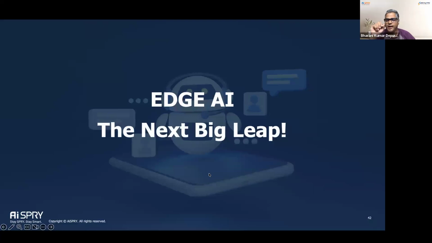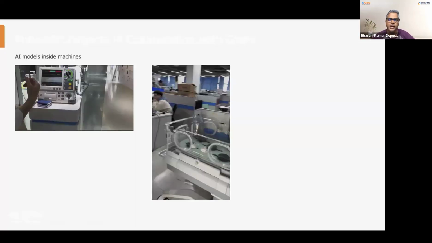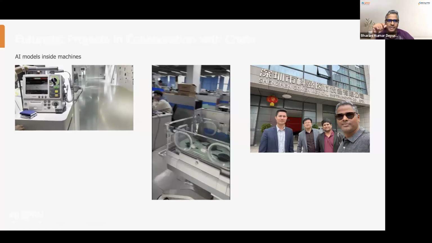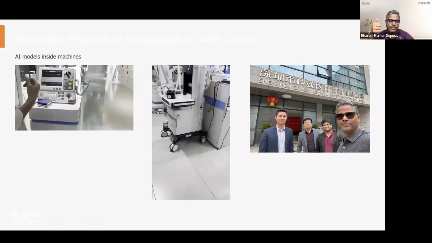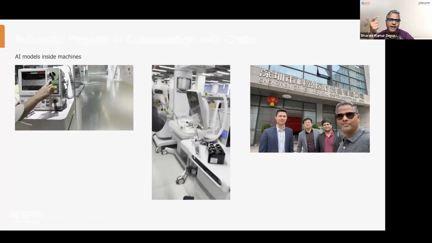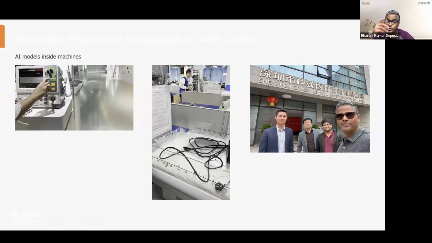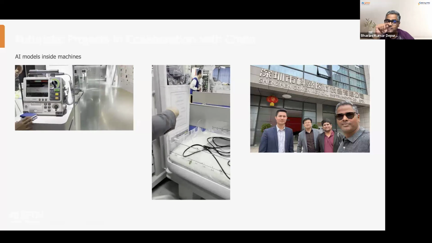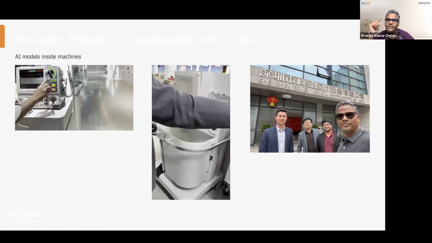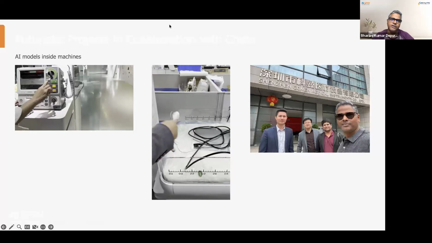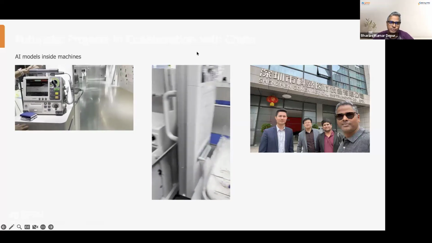Also, edge AI. This is the next big thing, friends. What do you mean by edge AI? Putting your model inside the device is edge AI. For example, you would have seen these kind of things in ICUs in hospitals, where they attach it to you and they track the blood pressure, the heart rate, oxygen levels, and so on. Using that, we built a solution which will be inside the device, which will predict whether people are going to have a heart attack or brain stroke or sepsis attack, and so forth. All that can be done.